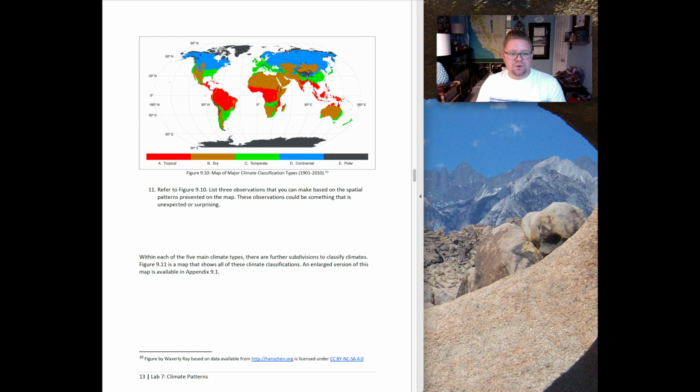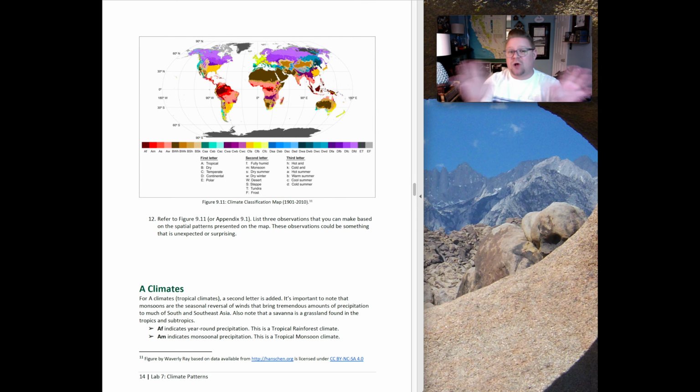Then it says, within each of the 5 main climate types, there are further subdivision climates. Figure 9.11 is a map that shows all of them put together. See, it got a lot more complicated. We can see there are different options, like a color spectrum. So we have our A, B, C, D, E, and F, but now we have subdivisions.